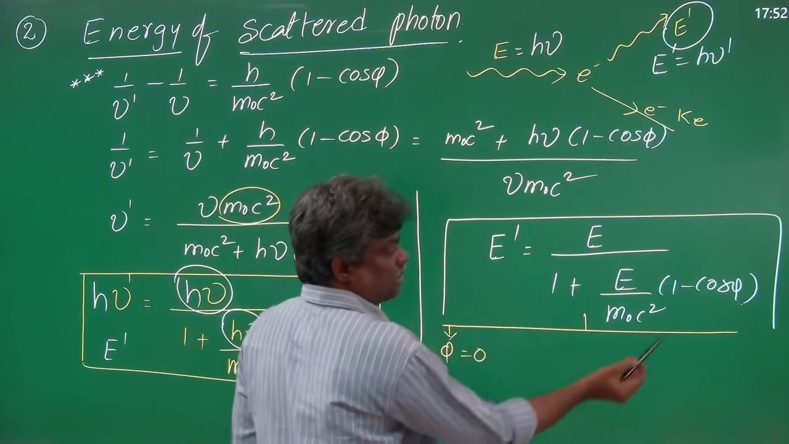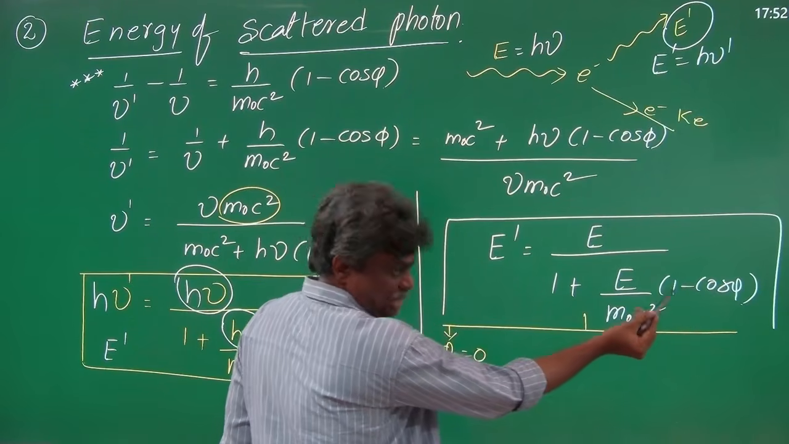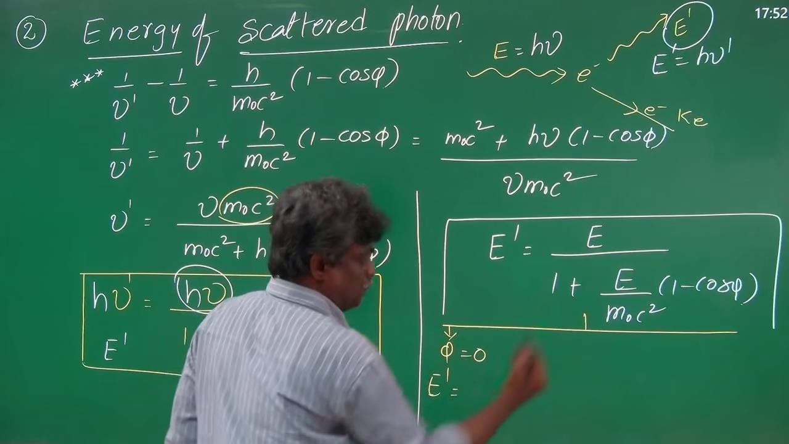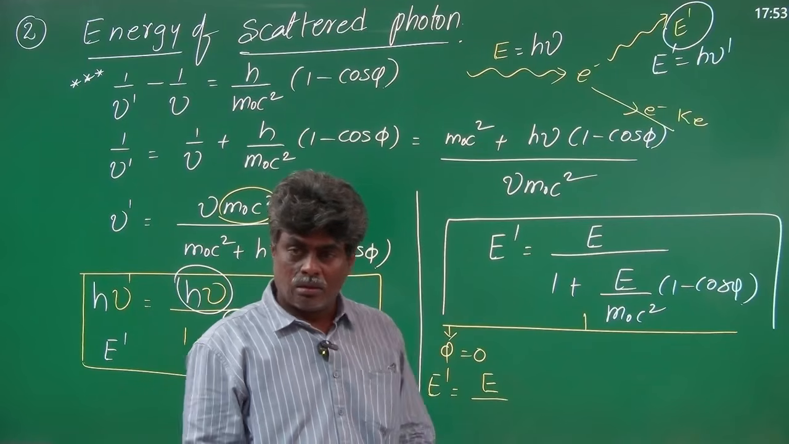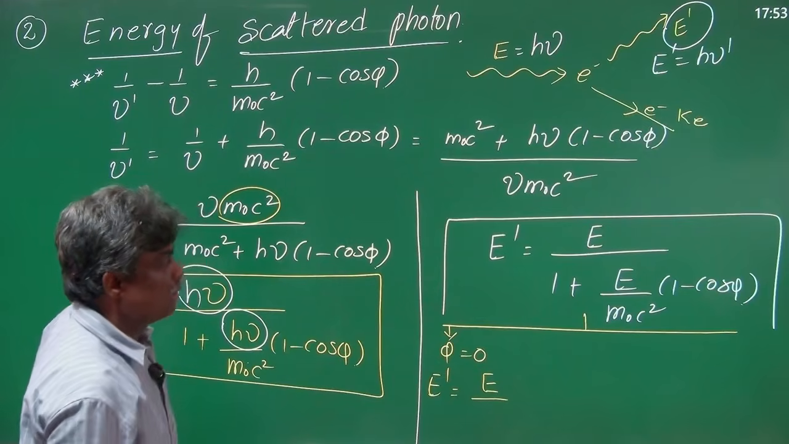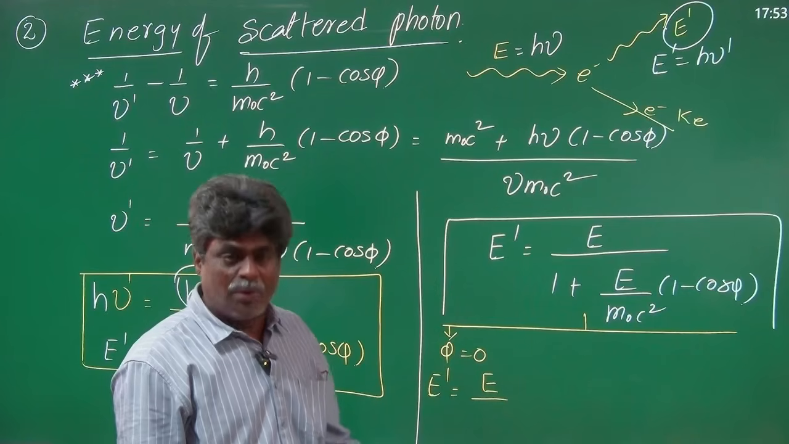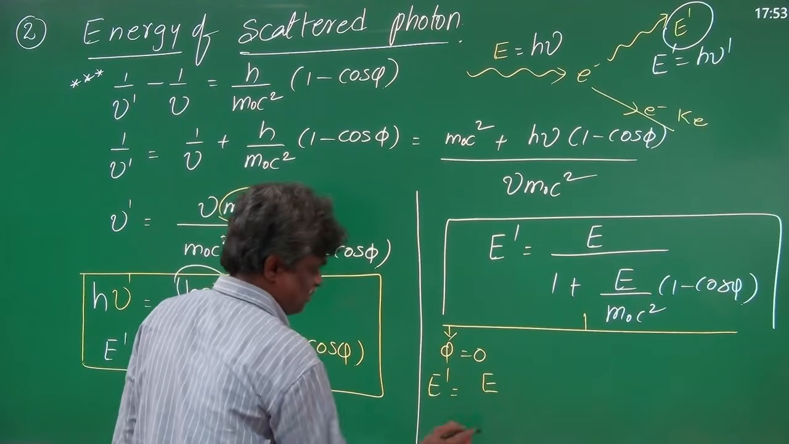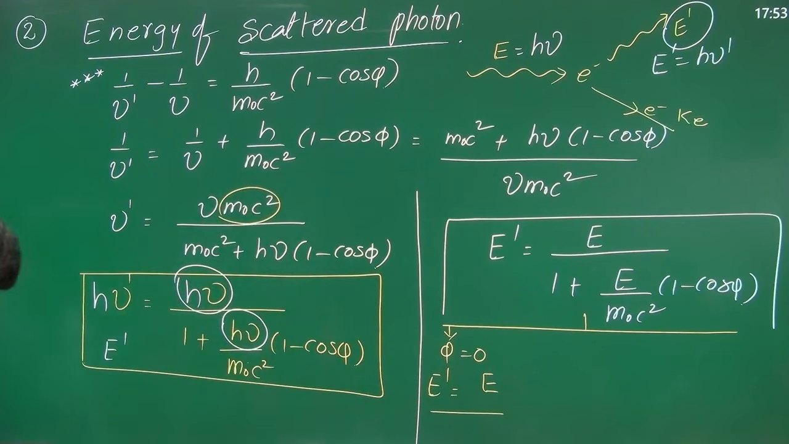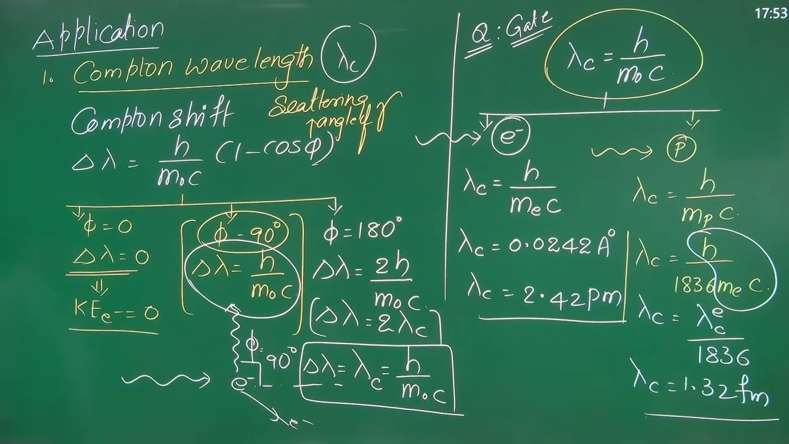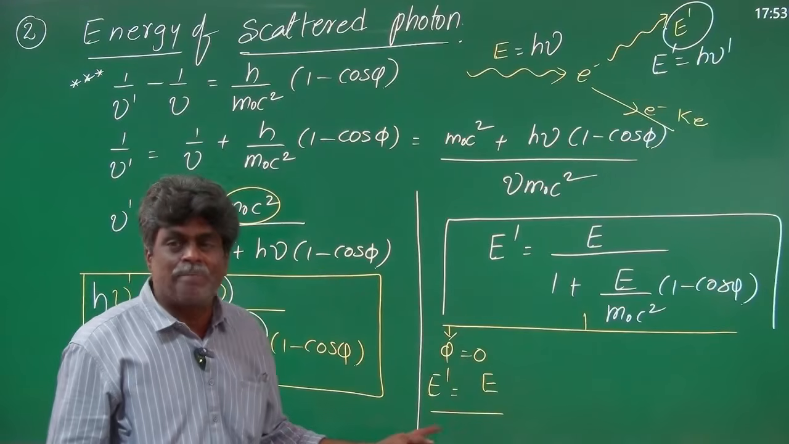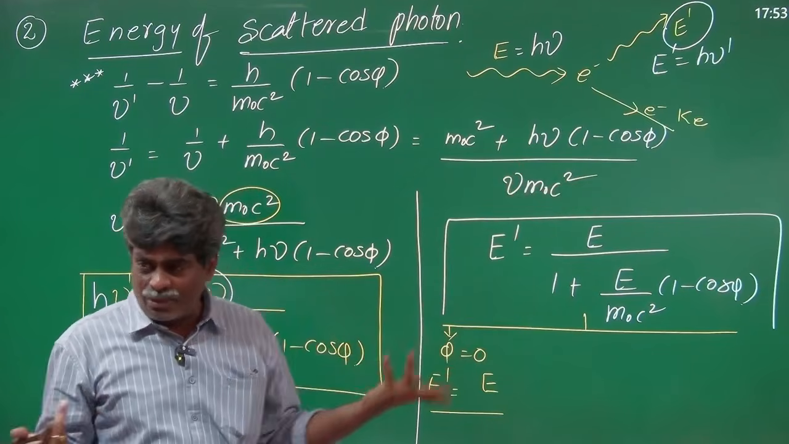Phi is 0, so cos phi is 1, and 1 minus 1 is 0. Then E prime equals E by... E prime equals? Already we have seen this earlier. Kinetic energy of the electron is 0 in forward scattering, no change. What is the meaning of E prime equal to E? Final is equal to initial, no change in the energy.